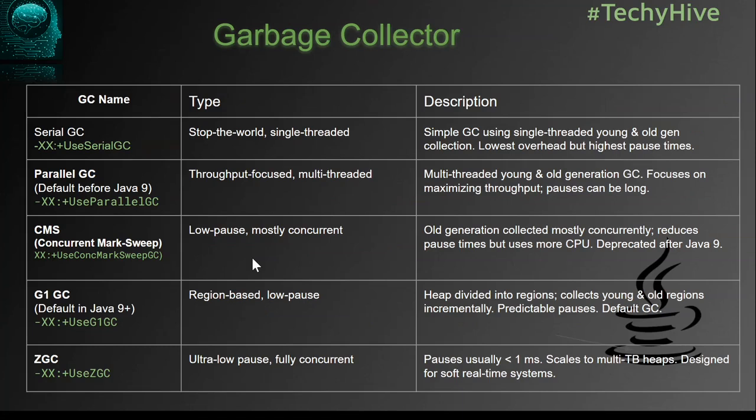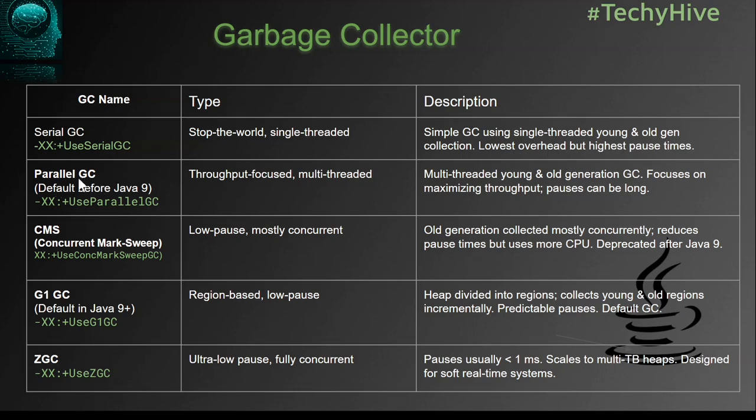So here is a list of garbage collector algorithms. The first one is the Serial GC, and we can force the JVM to use Serial GC using this option. This is stop-the-world, single threaded. Simple GC using single threaded young and old generation collection, lowest overhead but highest pause time, because it's single threaded, so it takes more time to clean up the memory.